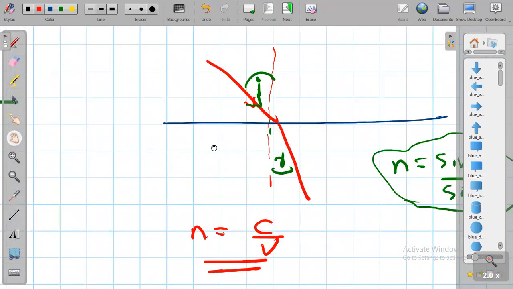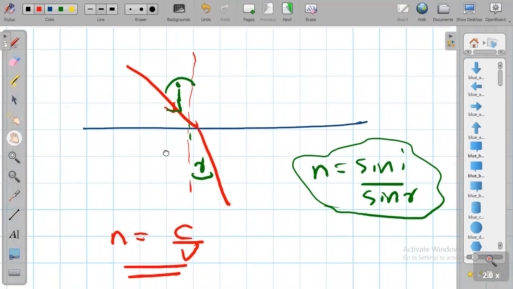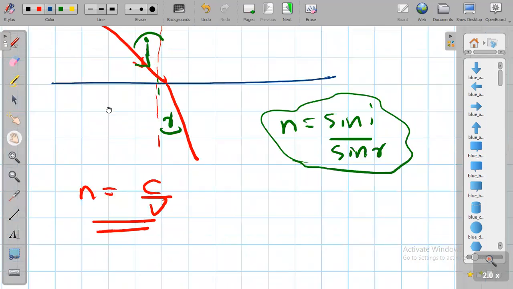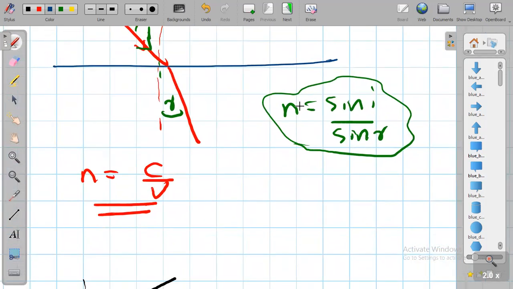After that, the wave can be explained in terms of Snell's law. Snell's law number one: the ratio of the sine of the angle of incidence and the sine of the angle of refraction is constant for a certain medium. You can represent that as n equals sine i over sine r. You can also write it another way, as c over v. C is the speed of light, and v is the speed of the wave.